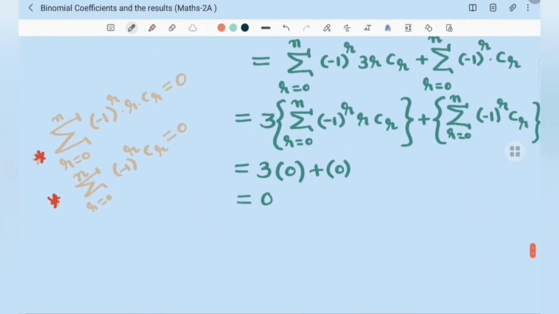Therefore, in the conclusion step, C0 minus 4C1 plus 7C2 minus 10C3 plus and so on is equal to 0. Hence proved.